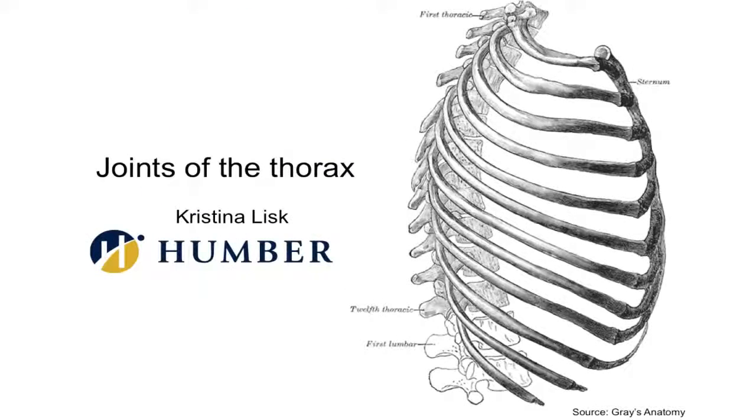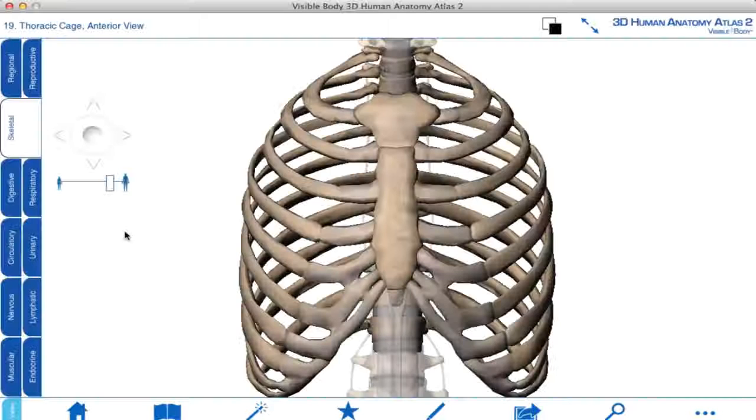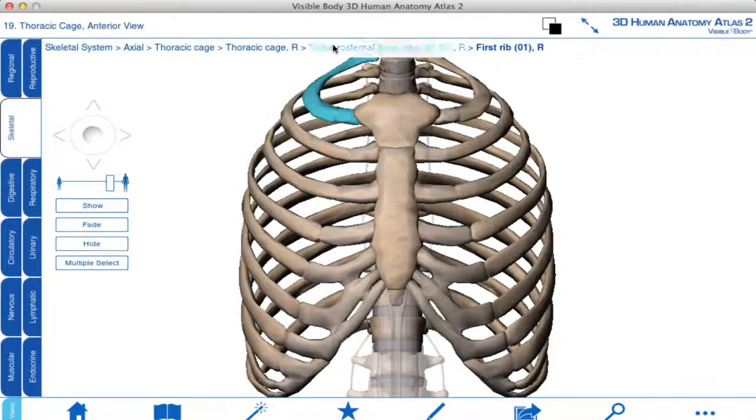In this video clip, I will be discussing the joints of the thoracic wall. Before we begin, be sure you have a good understanding of the thoracic vertebrae and also the sternum. The majority of the thoracic cage is made up by our ribs, and we have 12 ribs on either side of our sternum. So I've highlighted 12 ribs here on the right. We have 12 ribs here on the left as well.